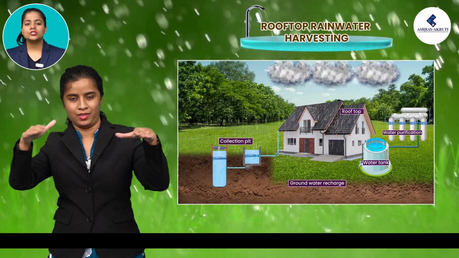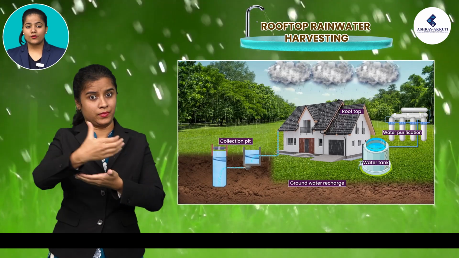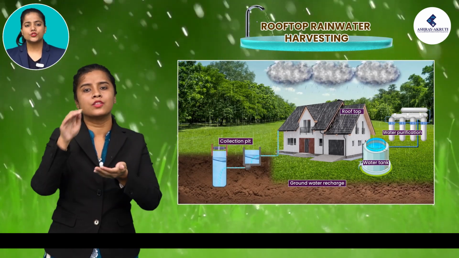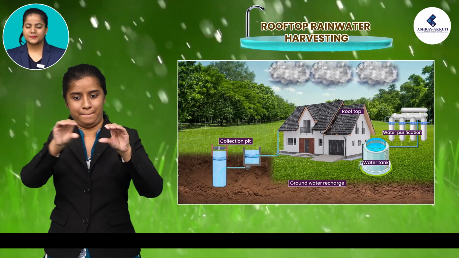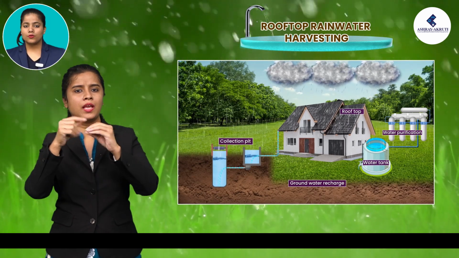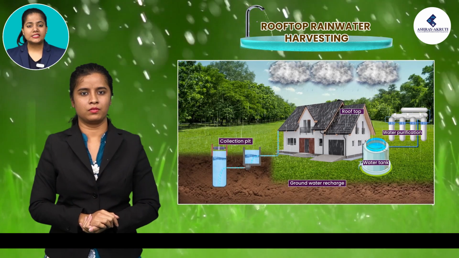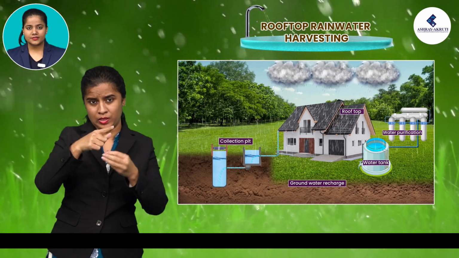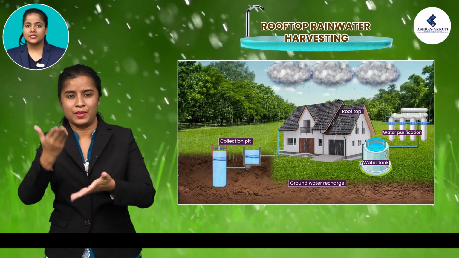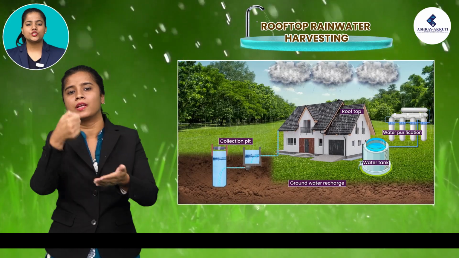Here are two techniques for rainwater harvesting. Rooftop rainwater harvesting. In this system, rainwater is collected from the rooftop and directed to a storage tank through pipes. This water may contain soil and debris from the roof, so it needs to be filtered before use. Instead of storing the rainwater in a tank, the pipes can lead directly to a pit in the ground, allowing the water to seep into the soil to recharge the groundwater.